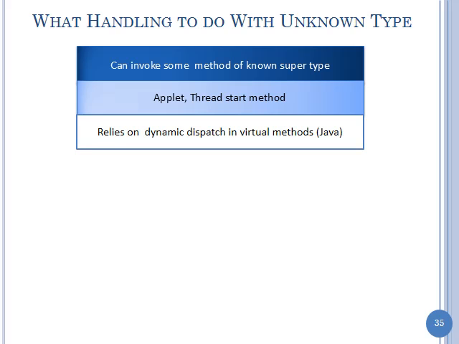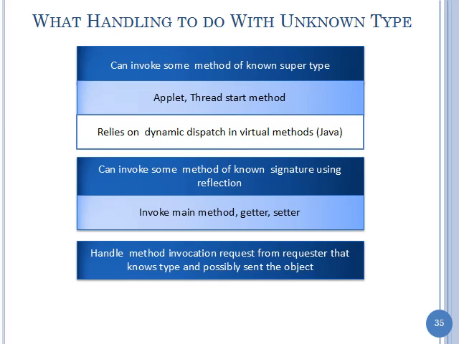And what to do with handling of unknown types? Supposing you do get the class, but your program was not prepared to have that class, you just got the class suddenly. Well, you can invoke a method of a super type that you know. That's what happens in applets. You just get an object, you call the start method on it, and an object-specific method gets called. So you can do interesting things even though you didn't have the type when you were writing the program.